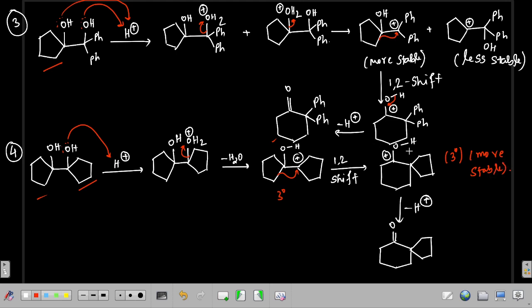Now here you see this carbocation is stabilized extra by the hydroxyl group. It can also be stabilized by the hydroxyl group by electron donation, lone pair donation. Okay, so next step, there will be removal of the proton, and it leads to the formation of this ketone, and this is one type of spiro compound.